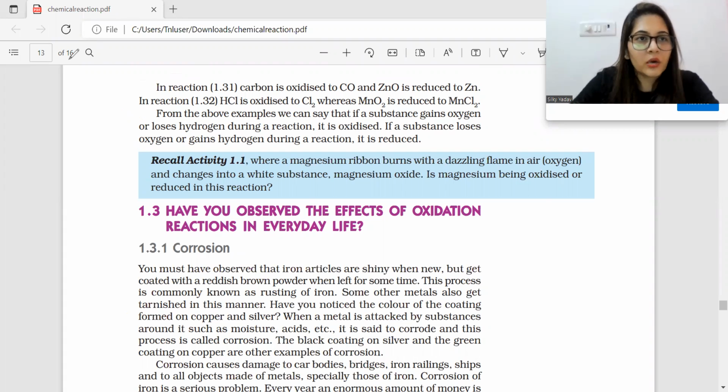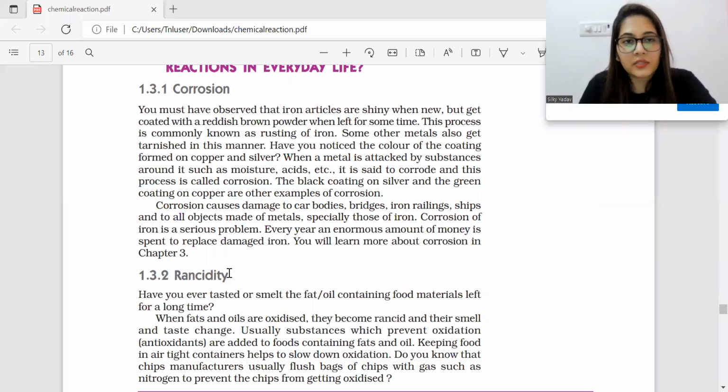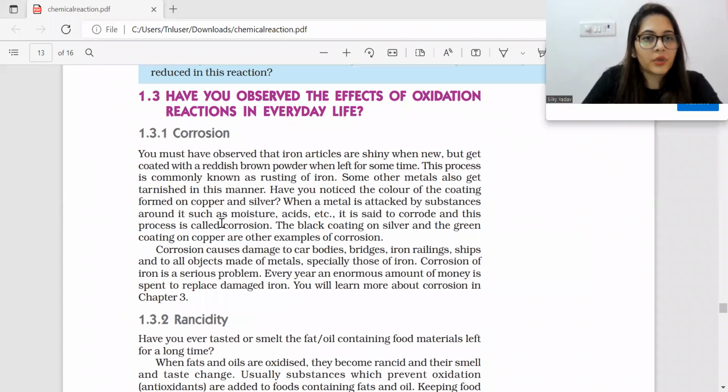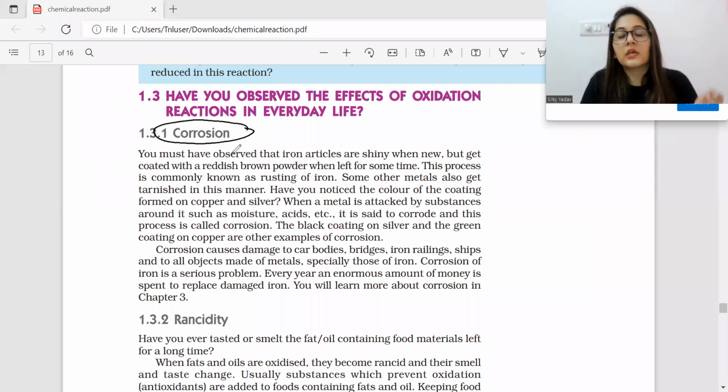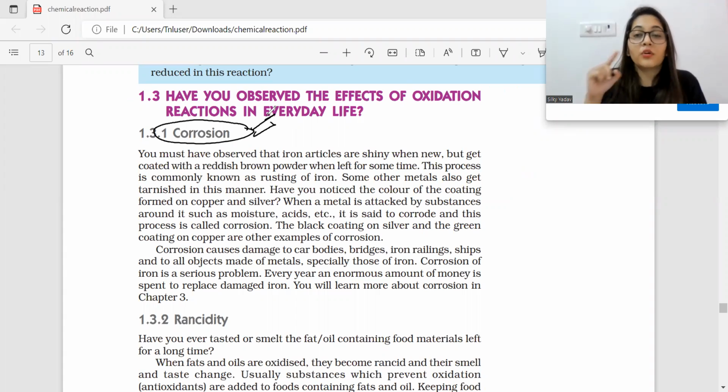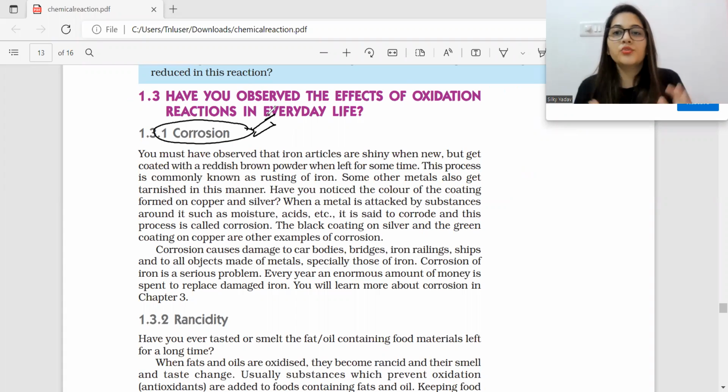Okay, now we'll be talking about what corrosion and rancidity are. Corrosion is the rusting. Some of you might not even be aware that there's a difference between rusting and corrosion. Rusting is when we talk only about iron, and whenever you're talking about any other metal, we always say corrosion. And rancidity is for the eatable items, rusting is for iron, and corrosion is for all the other metals.